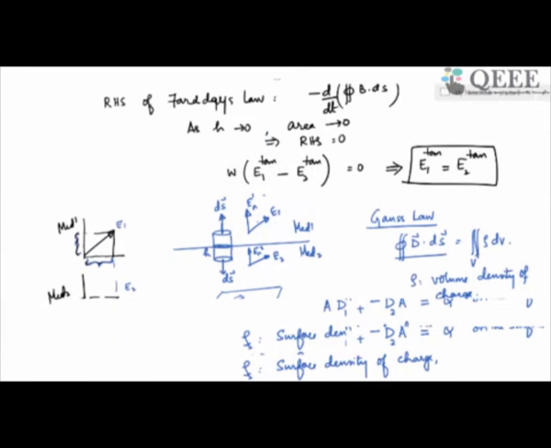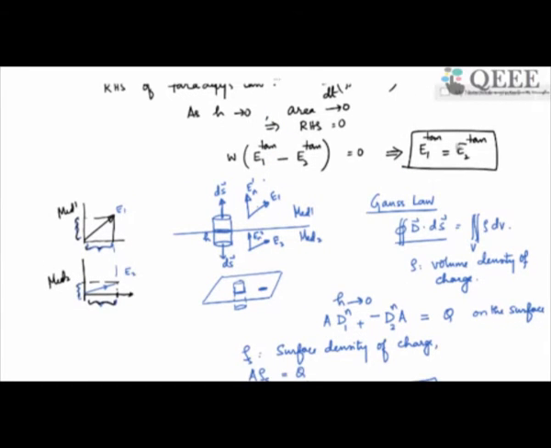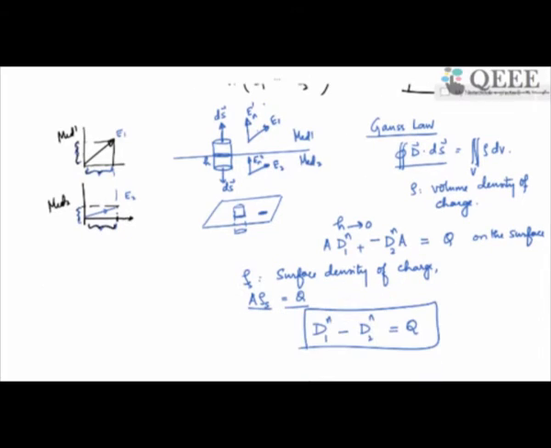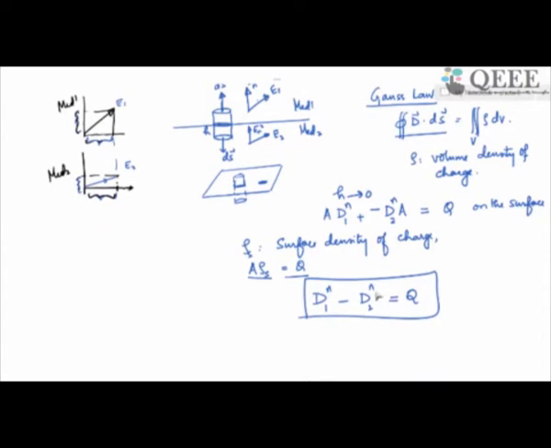So, my first boundary condition said that the tangential fields are equal, and the second boundary condition says that d1 normal minus d2 normal is Q. How do I write it in terms of E1 normal and E2 normal? I know that d is equal to epsilon E. So, epsilon 1 E1 normal minus epsilon 2 E2 normal is equal to Q, or sorry, it is not Q, it should be rho s, because my area got cancelled. So, this should be rho s.